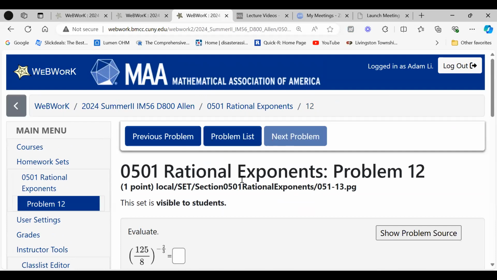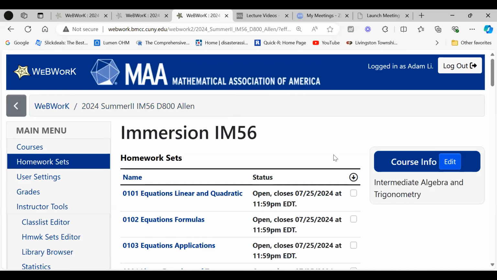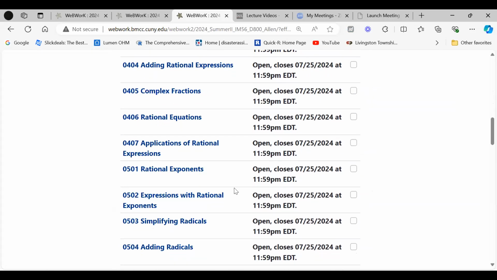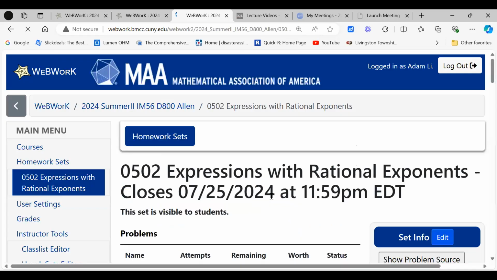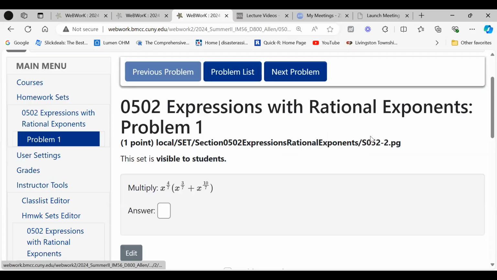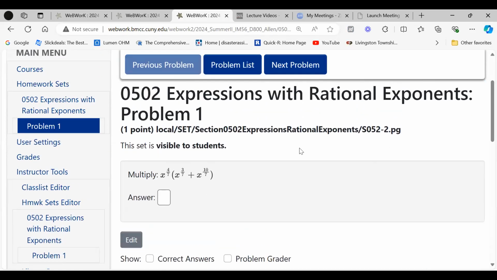Yep, so that's pretty much everything from this first section, which is rational exponents. And then we're going to move on to the second topic today, which is expressions involving rational exponents. Basically, we just apply some of the properties and techniques to simplify as much as we can. So let's start with this one.